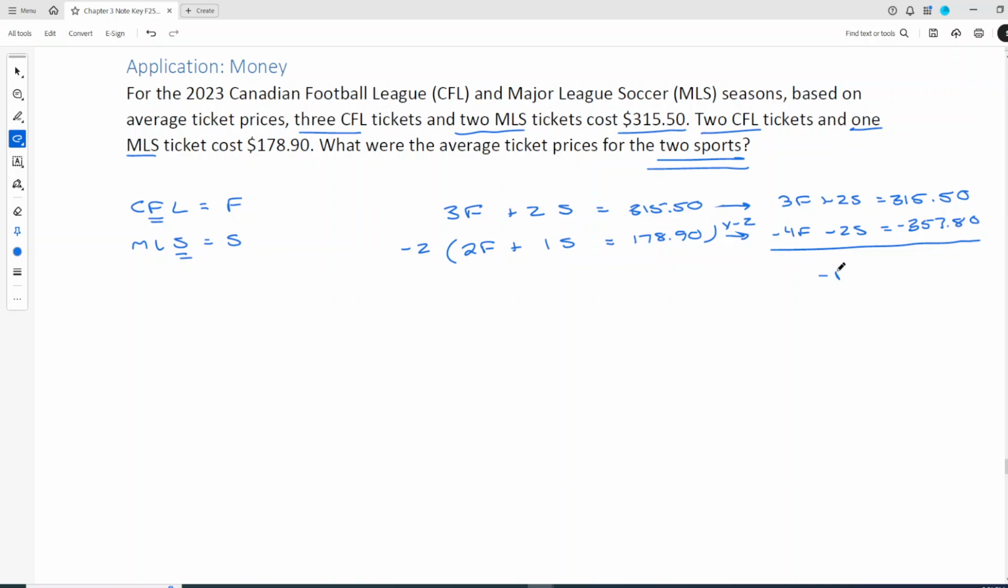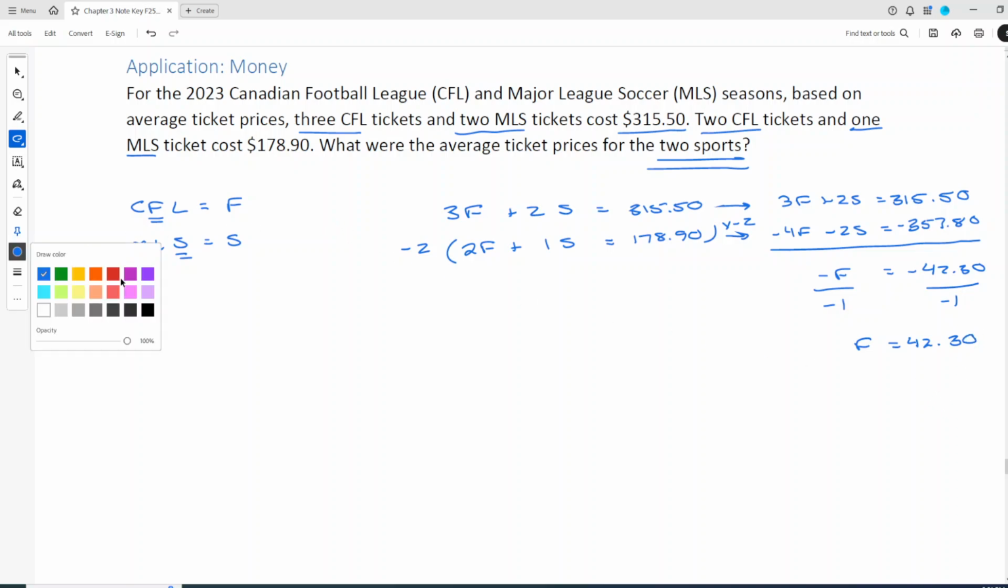I end up with -f is equal to -357.80 plus 315.50, which is going to give me -42.30. Now I keep putting two decimal places because I know it's money, right? But if you put 0.3, it's fine. Then I'm going to divide both sides by -1, so I end up with f is equal to 42.30.